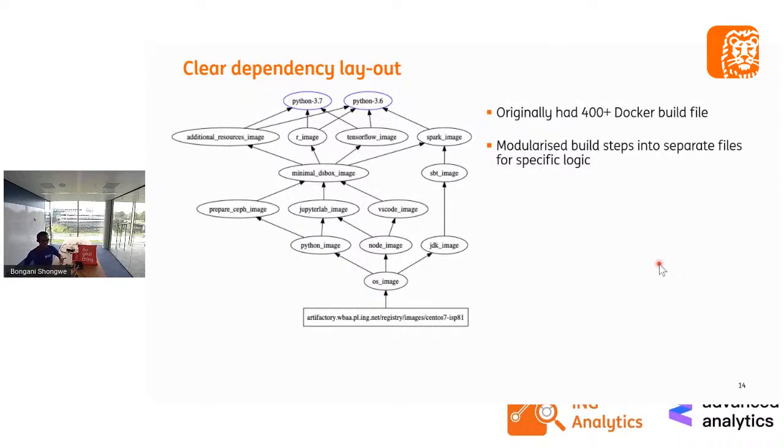So once we adopted Docker Make, we actually ended up with the following dependency layout. It's a much clearer dependency layout for us. So remember, I mentioned that we had this one single Docker image, which was 400 plus lines long. Once we adopted Docker Make, we were able to modularize our Docker build steps and break them up into separate Docker images and base them off each other, using Docker Make to indicate which one would be based off which one. So this is what we got at the end, a much clearer dependency layout. And it made it easier for us as developers to pinpoint where a change should go, or if we need to introduce something, it made it much more clear for us.